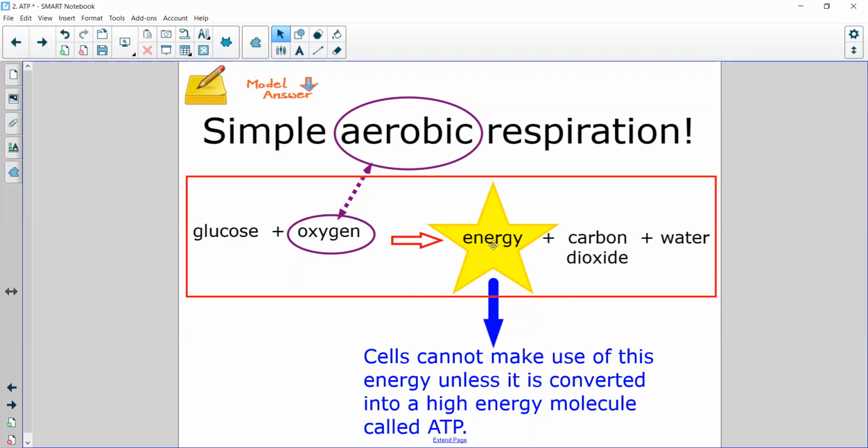Some of the energy is lost, so you can touch your forehead and you'll feel that it's quite warm. It's warmer than the surroundings. That is energy that is being released by cells, and it's lost as heat. So we do lose some of it. However, we try and store the energy we get from this in ATP.